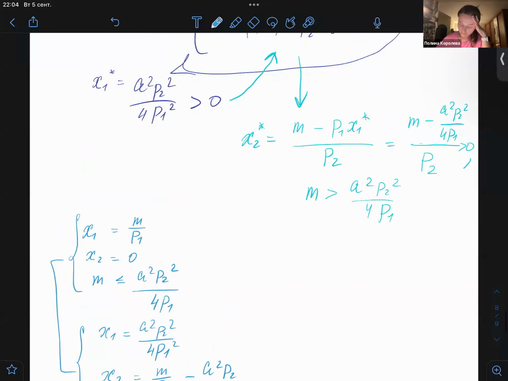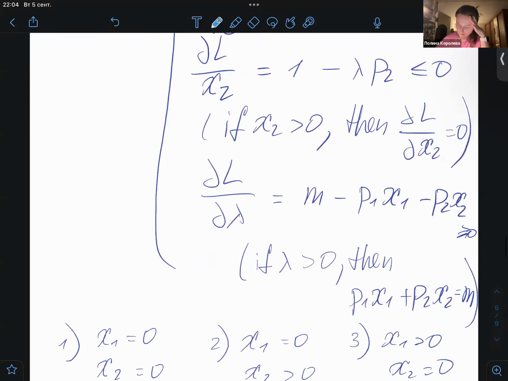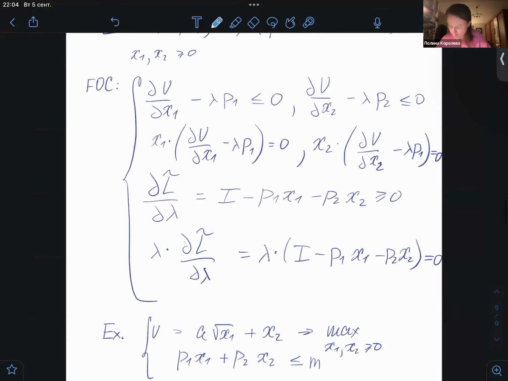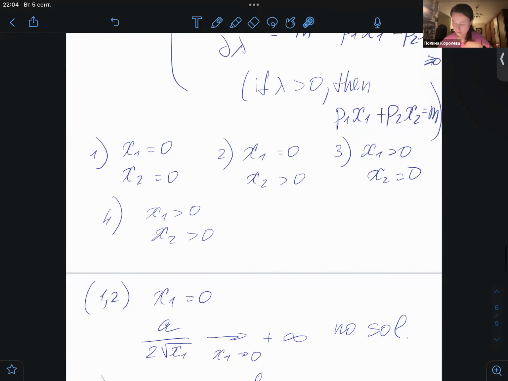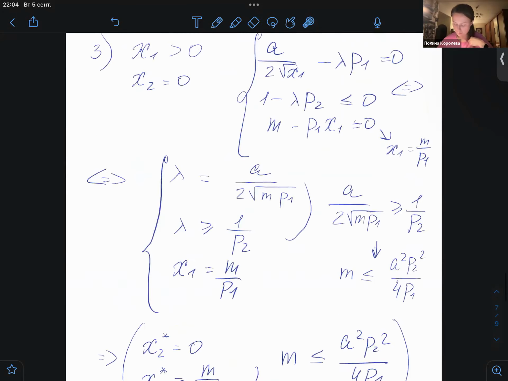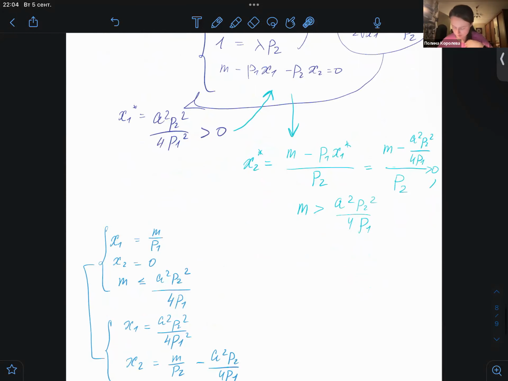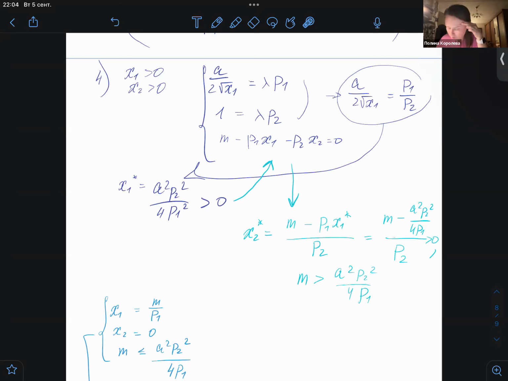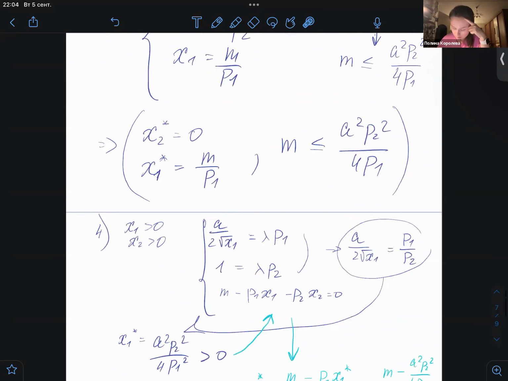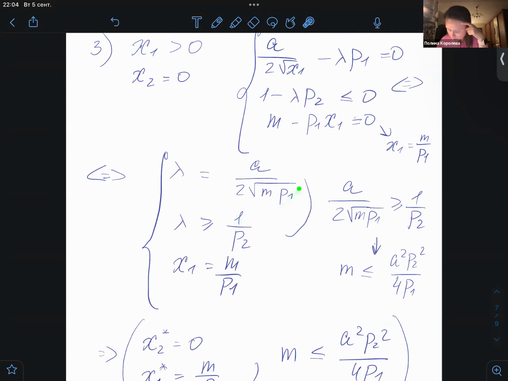What else can we check? In our solution, we assumed that our Lagrange multiplier is positive, so we should check it. If we put these parts in, it can be our Lagrange multiplier here. For example, it is 1 over p2, which is positive. And in the first part, this Lagrange multiplier is also positive.